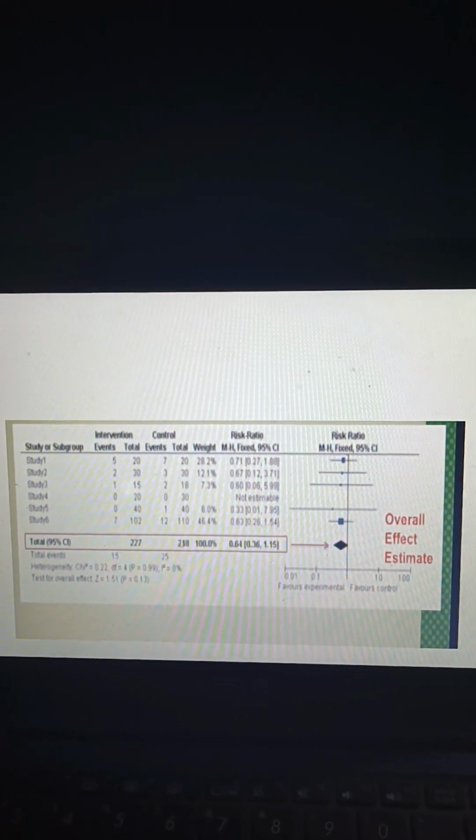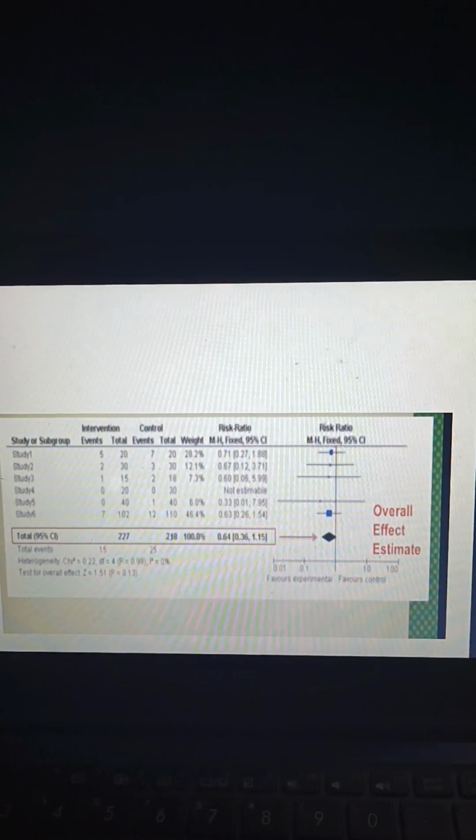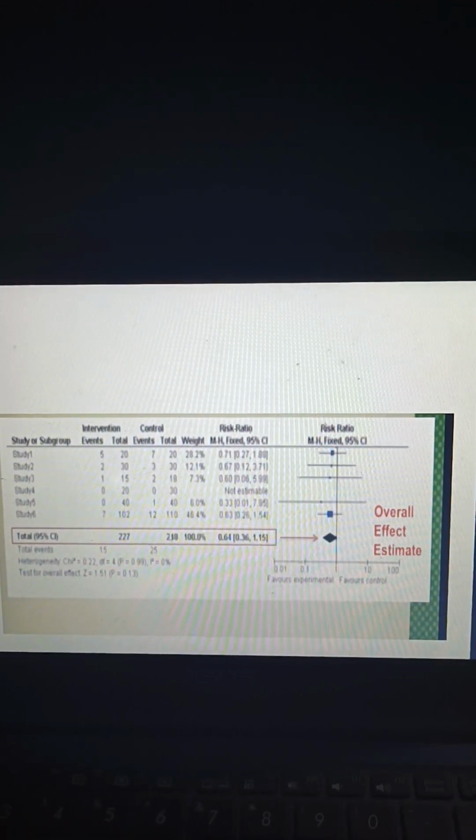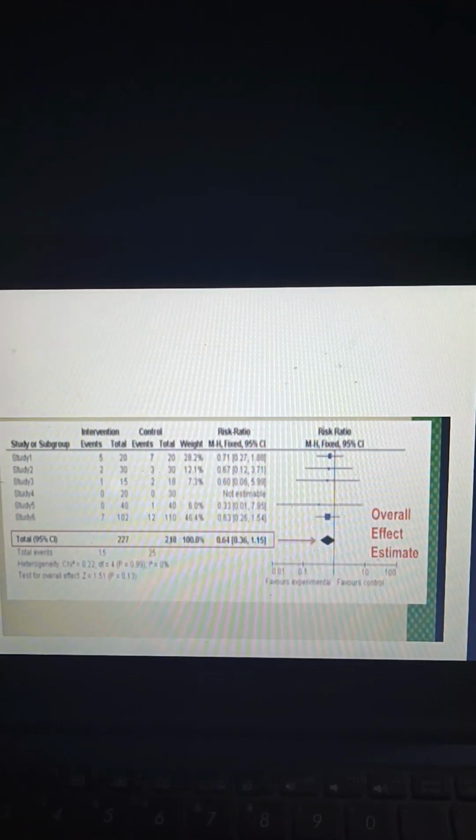In a forest plot, the diamond shows the overall effect estimate, and the size of the square indicates the sample size of the studies. The bigger the square, the bigger the sample size of the study, and the smaller the square, the smaller the sample size of the study.